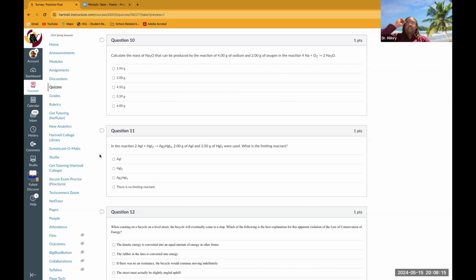Okay, number 10. It says calculate the mass of sodium oxide that can be produced by the reaction of 4.00 grams of sodium and 2.00 grams of oxygen. In the reaction, 4 sodium plus O2 yields 2 sodium oxide.